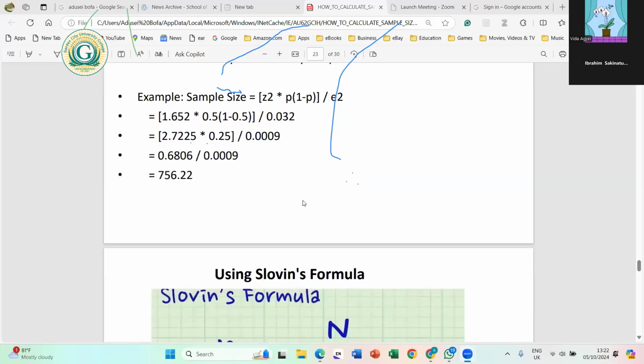And so you see that in this scenario that I gave, I mentioned that from previous research, it was found out that 80% were having diabetes. So it means that here our P is going to be what? 0.8. Agree? Do you agree with me?